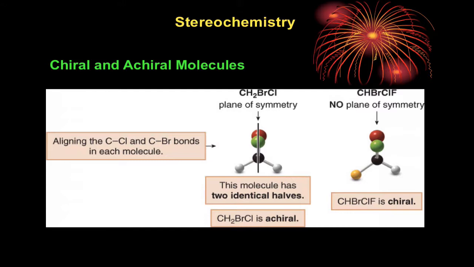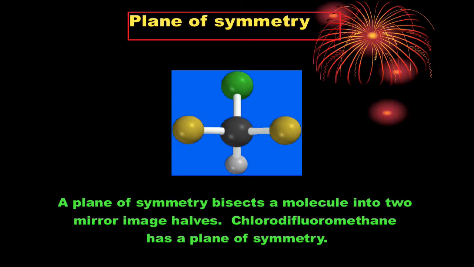However, if we take one of the hydrogens off of bromochloromethane and replace it with a fluorine, so that we have bromochlorofluoromethane, that's starting to become a mouthful. It would no longer contain a plane of symmetry, and it would be chiral. That would be the example we started out with, where we had the 4 different colored spheres around our carbon atom.